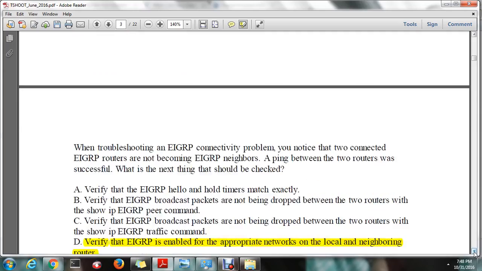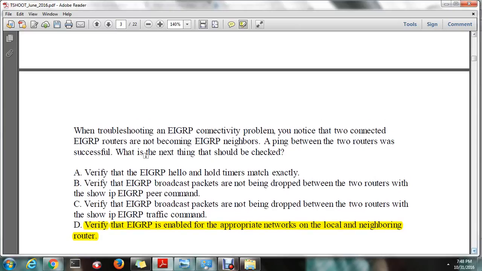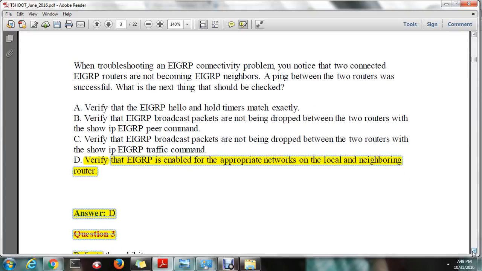Right. Then the second question: what is the first step to verify an EIGRP connectivity problem? Next to the ping command, once the ping is successful, then go and check whether EIGRP was configured properly on the local and neighboring router. Yeah, enabled on appropriate networks on the local and neighboring router.